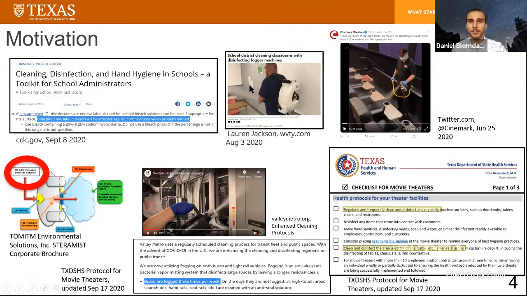You can see here that school districts are using these fogger machines, as well as public transit systems. Valley Metro is Phoenix, Arizona's public transit system, so it's a pretty popular one, and there's a lot of people that ride these public transit trains and rail vehicles. Another example is in movie theaters. You see some tweets here from a few prominent theater companies advertising how they sanitize their theaters before each movie.